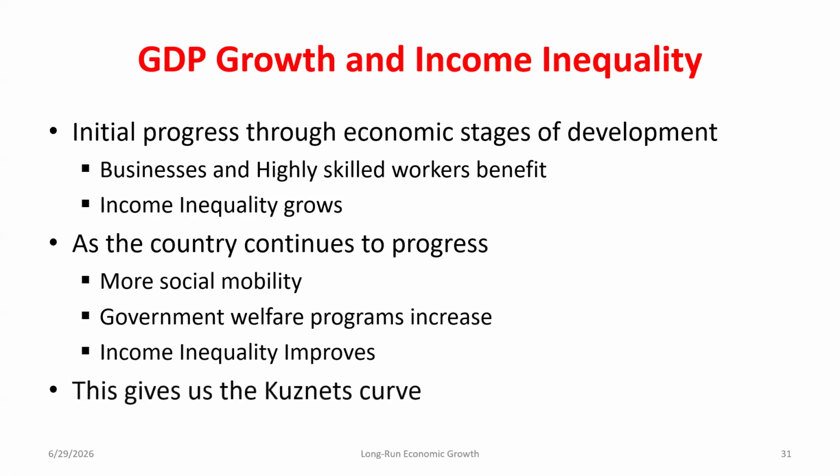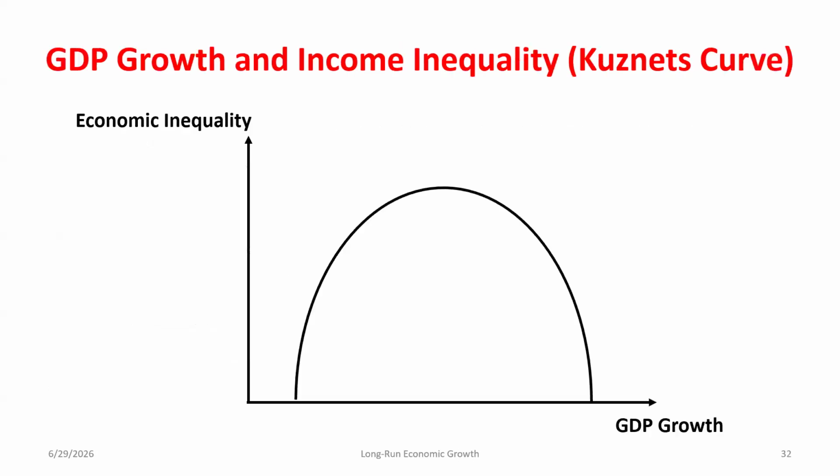So this relationship between GDP growth and income inequality can be depicted by the Kuznets curve. So this is all the Kuznets curve is. It's like an upside down U. So initially, when GDP growth is low, that's going to cause economic inequality to increase. When GDP growth is high, as we start to increase GDP growth, now economic inequality starts to decrease.